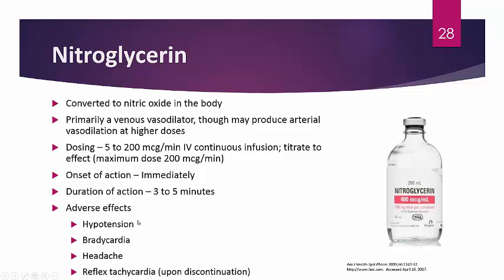Now going on to some agents that we're already familiar with from acute decompensated heart failure. So we've talked about nitroglycerin before. It's converted to nitric oxide in the body. It's primarily a venous dilator, though it may produce some arterial vasodilation at higher doses. We said that the dosing is traditionally between 5 to 200 mics per minute IV continuous infusion, and that you titrate it to effect, which in this case would be a blood pressure lowering effect. Its onset of action is immediate, and its duration of action is between 3 to 5 minutes.